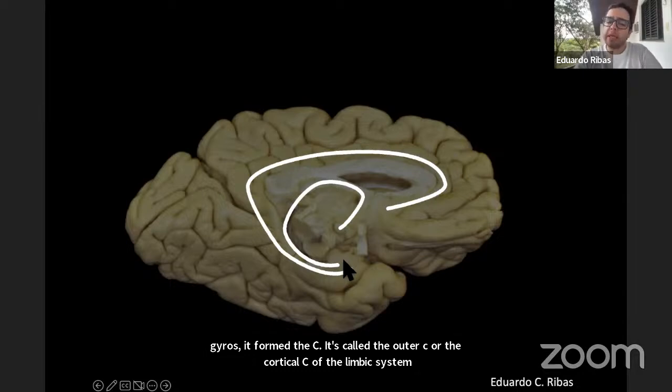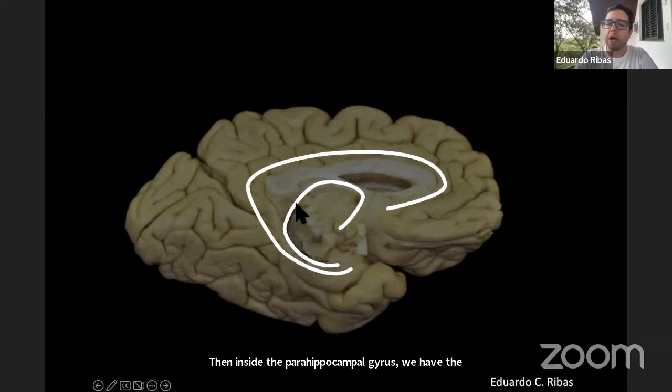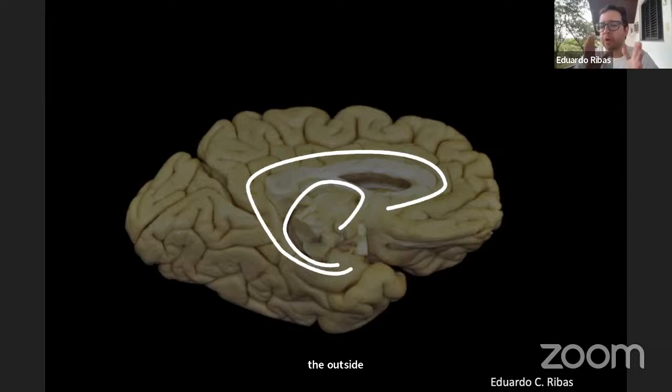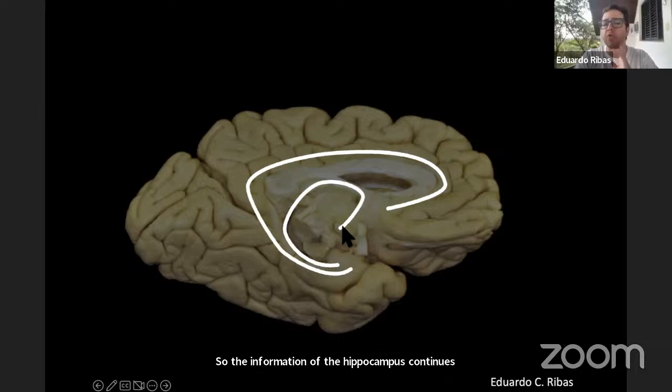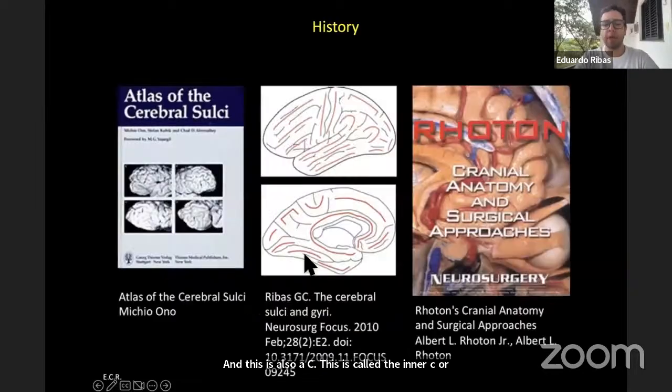Then inside the parahippocampal gyrus, we have the amygdala anteriorly and the hippocampus posteriorly, and the hippocampus continues posteriorly with the fornix. The fornix is really the outside output, the efferent fibers of the hippocampus. So the information of the hippocampus continues with the fornix, and the fornix continues medially and inferiorly with the mammillary body. And this is also a C. This is called the inner C, or the subcortical C of the limbic lobe.